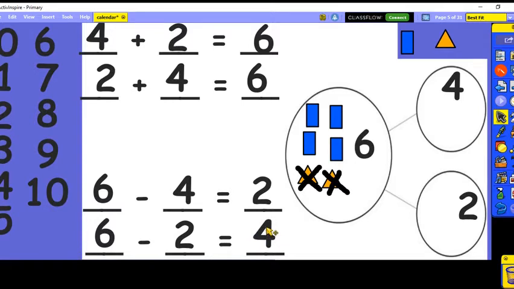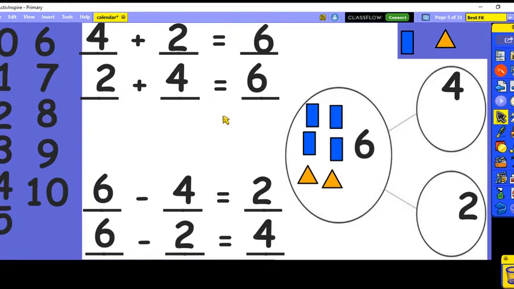Okay, so look, we have all the same numbers. We've got 4, 2, and 6 in all of our equations for our fact family. And you can see that really easily with our number bond. So let's go back and read all of our equations. 4 plus 2 equals 6.